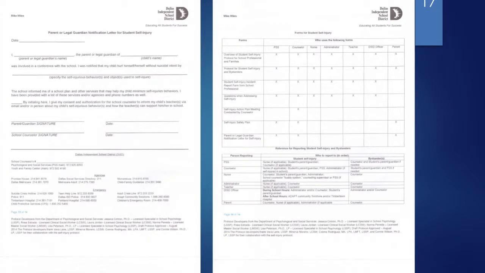neglect or abuse report as mandated by the Texas Child Protective Service Agency. Finally, the sixth form is a reference with the names of the forms, who uses which form, and the order in which student self-injury and student reports should be made.